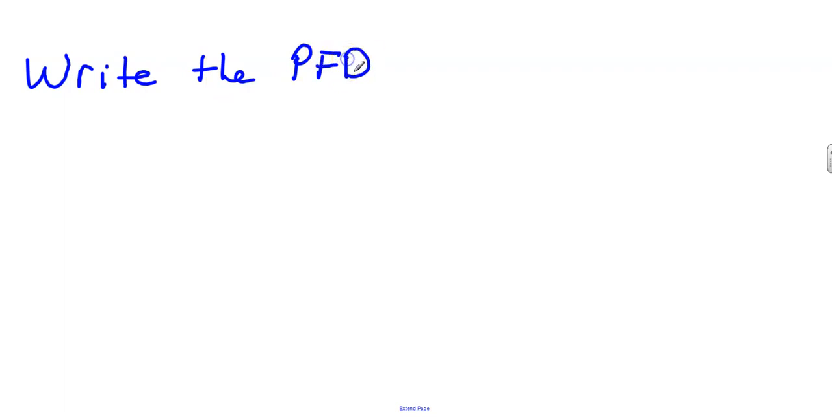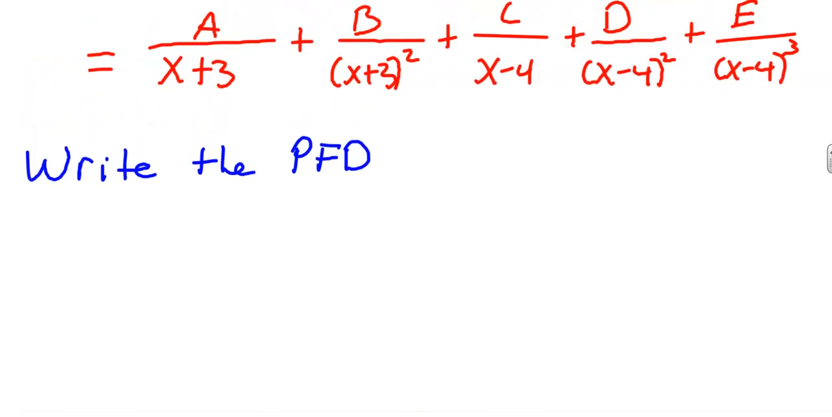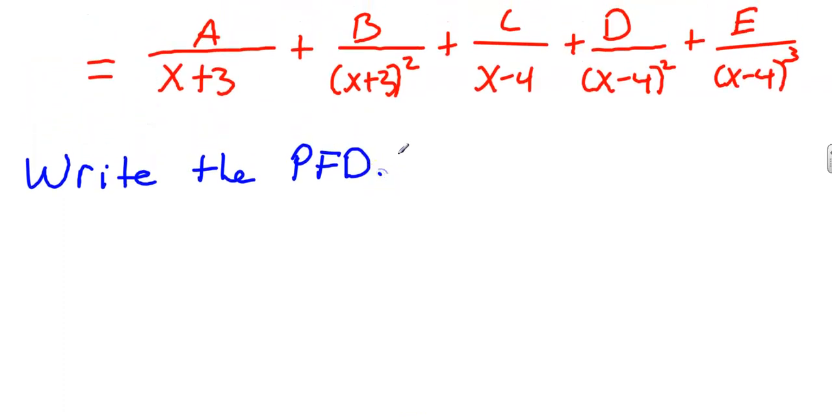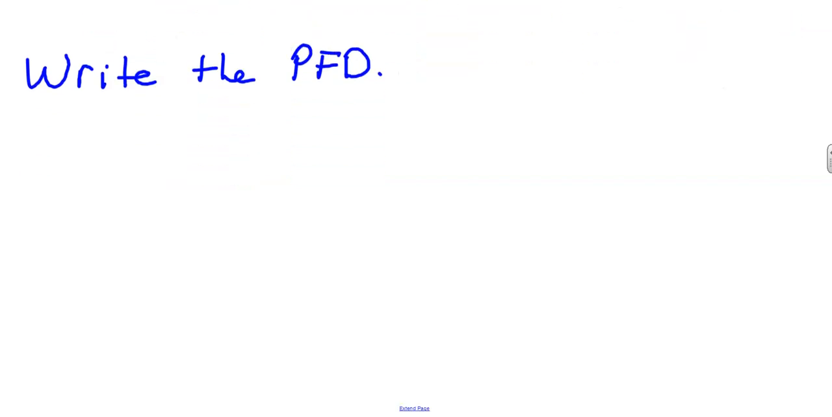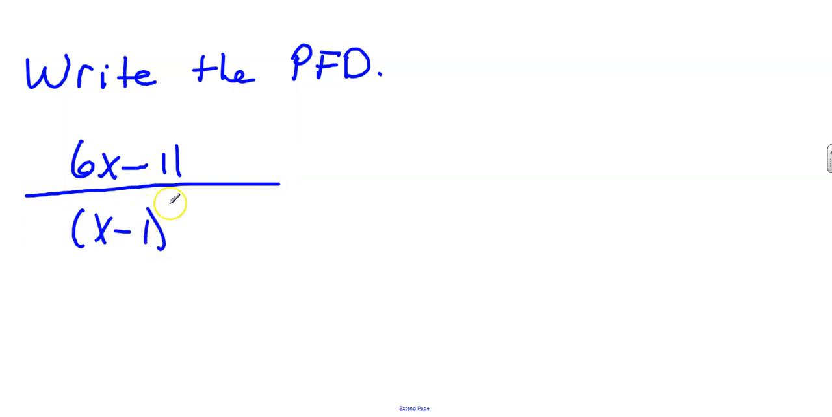Okay. So then we'll go write the PFD. And this one, they don't say anything about not finding values. So this one, they want you to actually find the values. Here's the difference: if they say just write out the PFD, that's all you do. But here we're going to go back and find out what the A, the B, the C, the D, and the E values are, what those numbers will be. Now, the good thing is it won't be anything that long. They're going to keep these fairly short when it comes down to it. Let's go 6x minus 11 over x minus 1 squared.